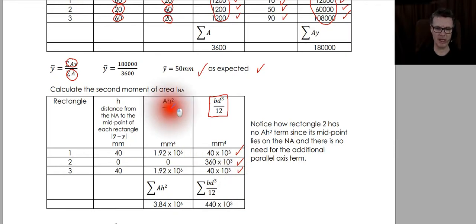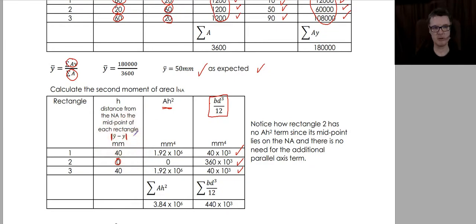Now my area times the h squared terms. Well, the one in the middle, the centroid rectangle section, is at the same location as the girder centroid location, so h equals 0. Notice we drop any minus signs because we're taking this to be modulus.